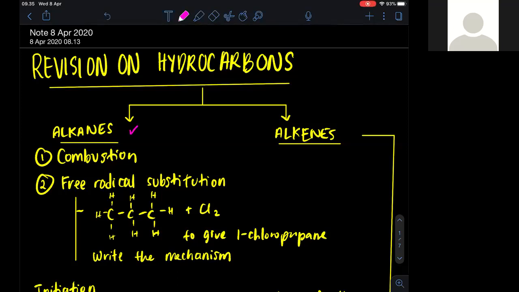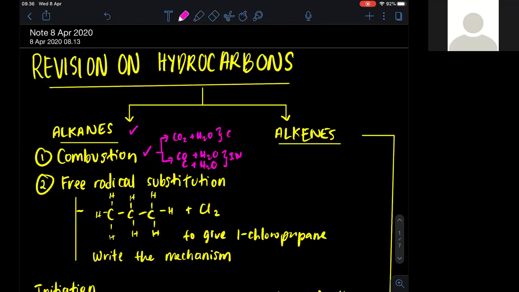Now, alkanes will undergo a reaction called combustion. With the presence of oxygen, you are going to have complete combustion. If you have a limited amount of oxygen, you are going to get incomplete combustion. Complete combustion gives you carbon dioxide and water. But with a limited amount of oxygen, you are going to get carbon monoxide and water. Sometimes you have carbon and water as well. So I want you to remember this: complete combustion and incomplete combustion.